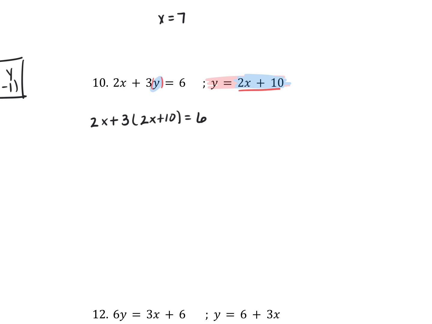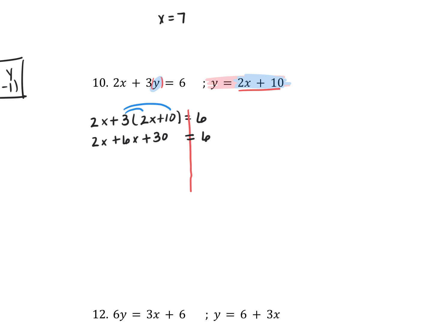Okay, so I just followed it all the way through. Got a left side and a right side. When I start at the beginning, 2x, that's not going to change. That's going to stay at 2x. I get to plus 3, but then I have parentheses, so I know I have to distribute. So I'm going to distribute this 3 to the 2, and that's going to give me a plus 6x. And then I want to distribute this 3 to the 10, and that's going to give me plus 30. And then I'm going to say equals 6.